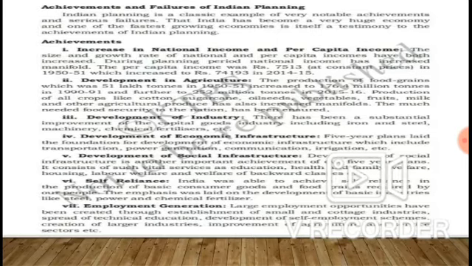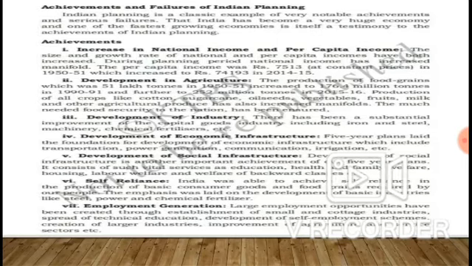So let's move to the fifth one, development of social infrastructure. Development of social infrastructure is another important achievement of our 5 year plans. It consists of such vital services as education, health and family welfare, housing, labor welfare, and welfare of backward classes, etc.